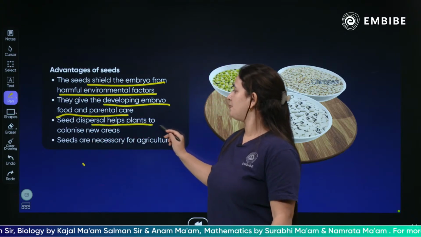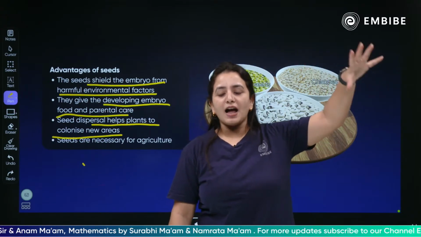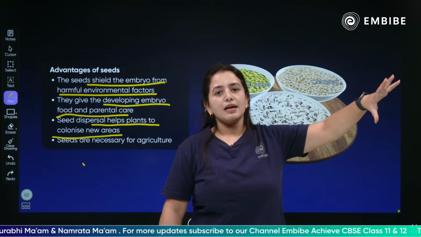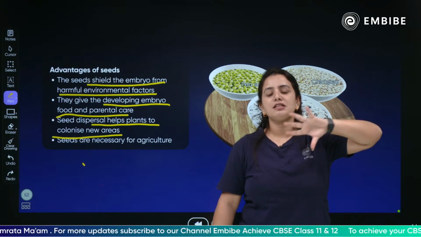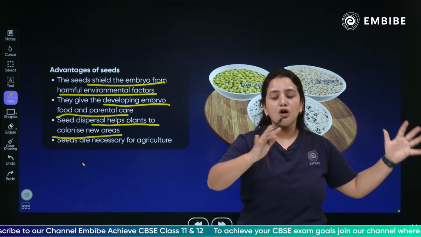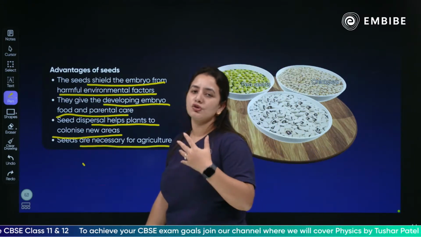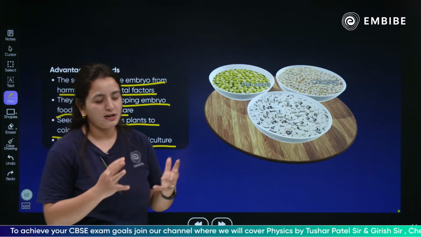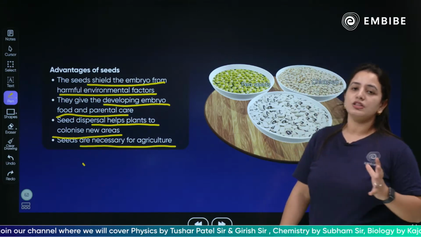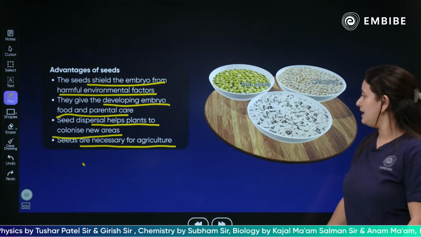Seed dispersal helps the plant to colonize a new area. Yes, whenever you see a certain type of plants growing in a particular area, that is only possible because of seed dispersal. In that particular area, that particular seed has dispersed over long ranges, and that is why those plants have grown like a colony in that area. And seeds are absolutely necessary for agriculture. You know that we won't be able to have our food, vegetables and so on, because the seeds are totally responsible for our food. Yes, so these are the advantages of the seed. This is a very basic thing.